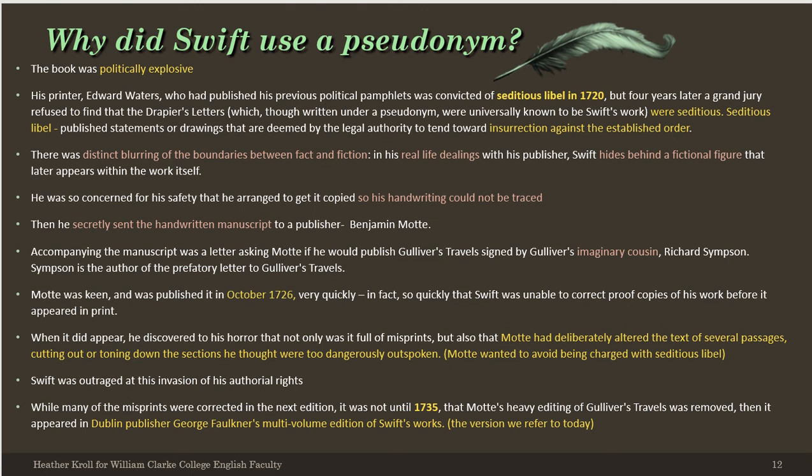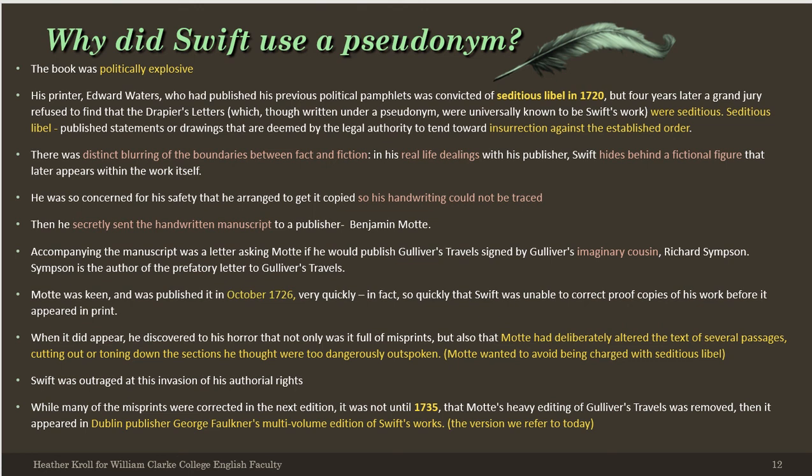Swift himself was so concerned for his personal safety that he arranged to get his manuscript copied, so even his handwriting could not be traced. And after Benjamin Mott published it, he actually destroyed the original manuscript that had come from Swift, so that, again, the handwriting couldn't be traced. But Mott didn't actually even know it was Swift. He probably suspected it, but he didn't know. So because the re-handwritten manuscript was sent anonymously to the publisher. However, Benjamin Mott saw it for the brilliance it was and published it very quickly.